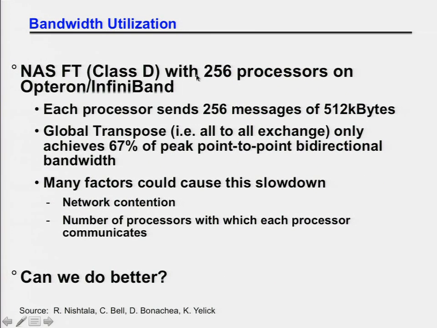And that is how the NAS parallel benchmark works. And the trouble is, it's only getting 67% of peak bandwidth if you do it that way. So we're only getting 67% of the bandwidth. Could we do a lot better? That's what the other optimizations are going to do for me.